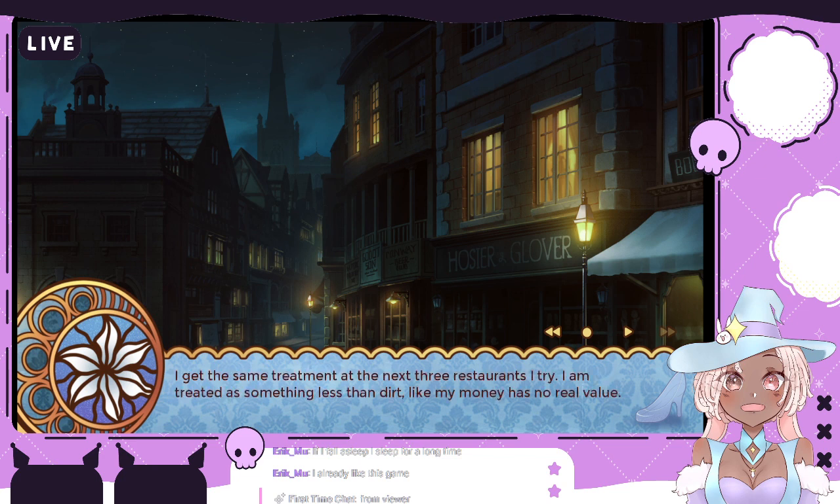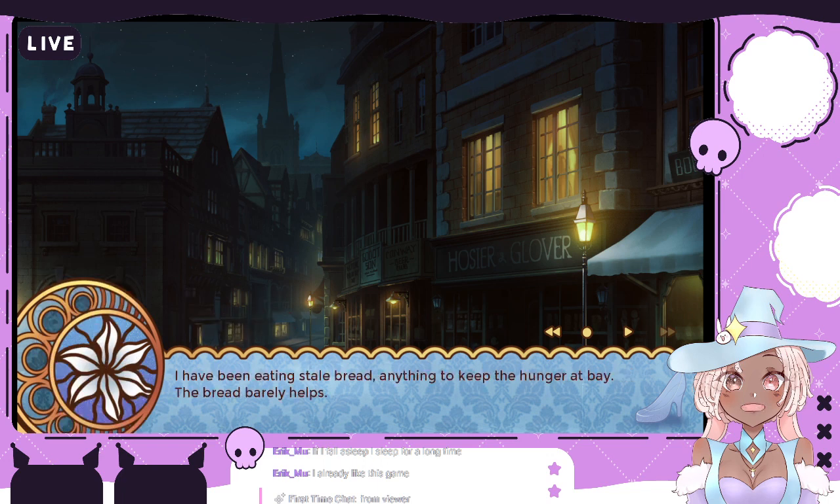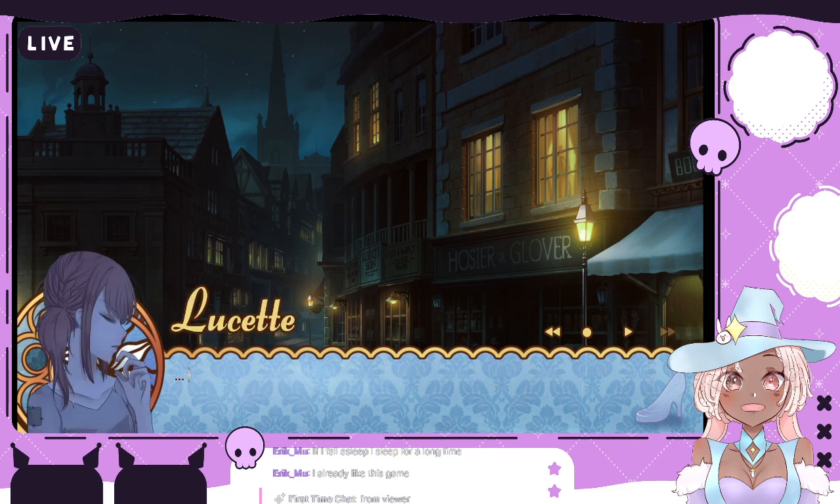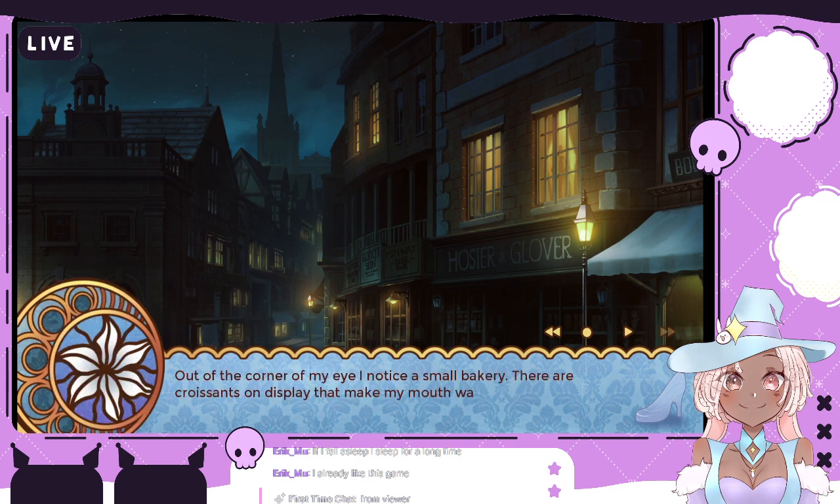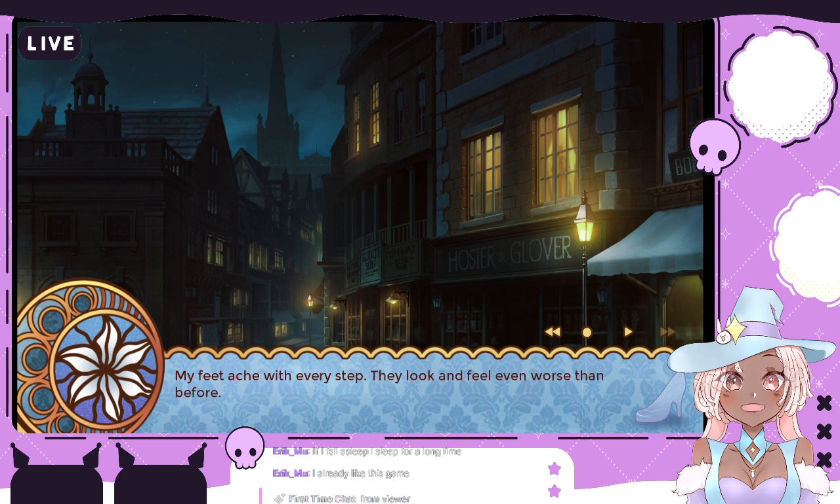I get the same treatment at the next 3 restaurants. I am treated as something less than dirt, like my money has no real value. I'm the crown princess. They have no right to turn me away like this. I have been eating stale bread, anything to keep the hunger at bay. The bread barely helps. At the corner of my eye, I notice a small bakery. There are croissants on display that make my mouth water. Slowly, I begin to make my way over there. Ow! My feet ache with every step.